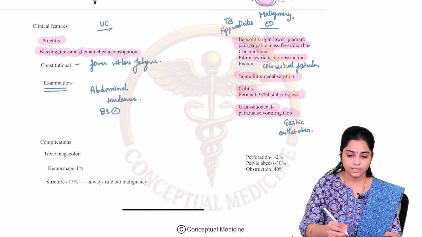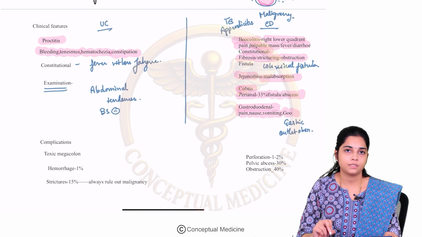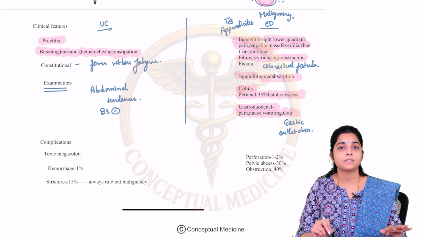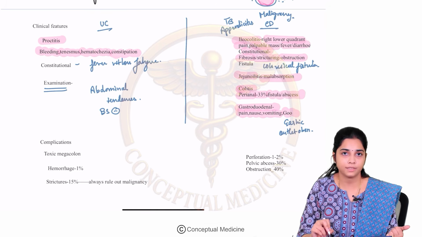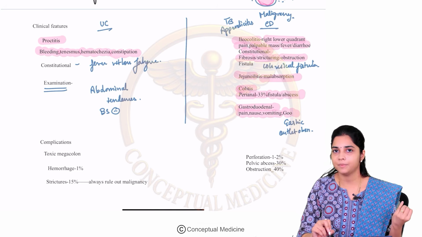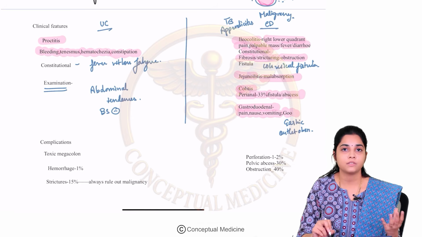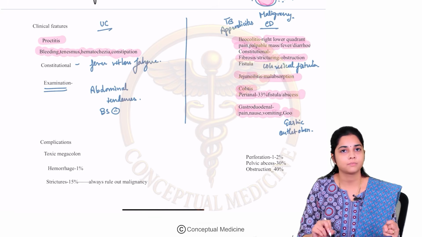Okay, so these are the major important clinical differences between ulcerative colitis and Crohn's. Ulcerative colitis predominantly causes proctitis and predominantly presents as bleeding per rectum. Crohn's disease is a great mimicker. It can present as a mass per abdomen, mimicking appendicitis or TB. It can present with fever, weight loss, and ileocolitis. It can cause fistula, stricture, perianal disease, and it can cause gastroduodenal symptoms as well.